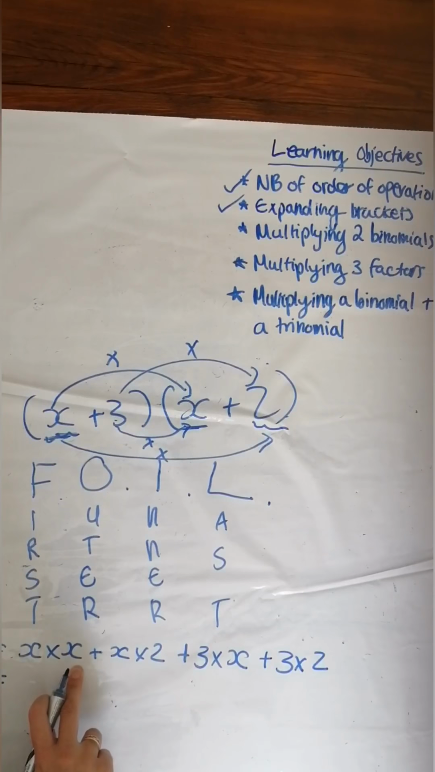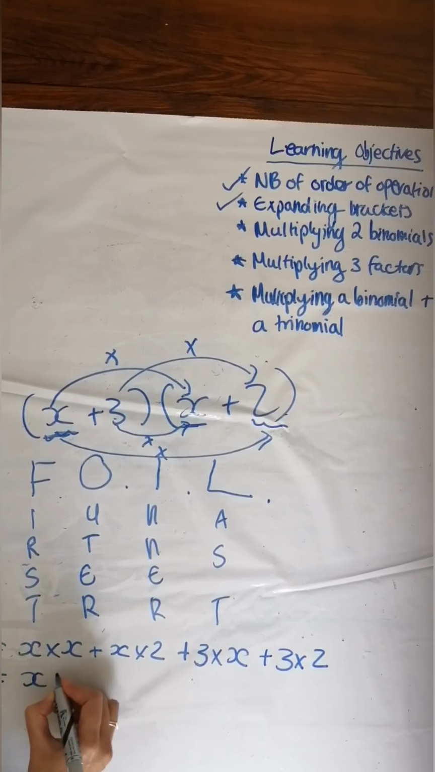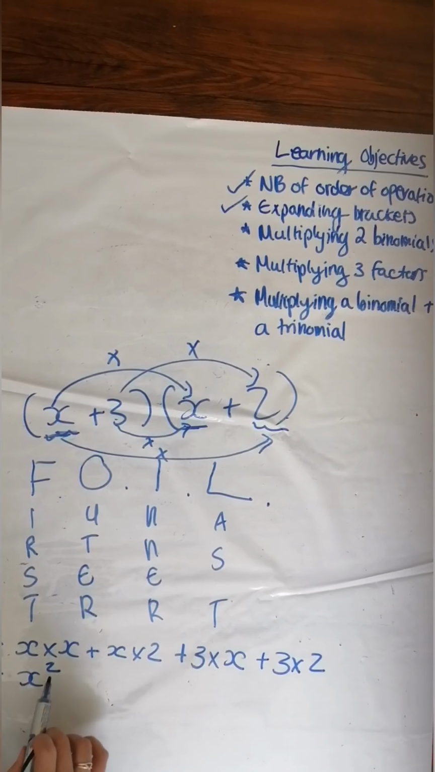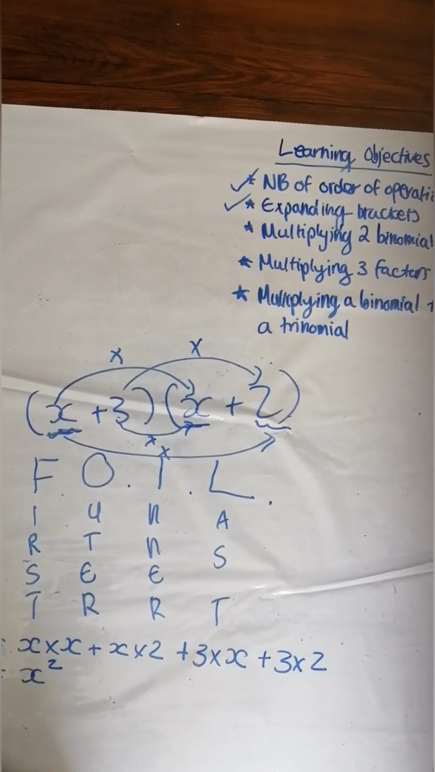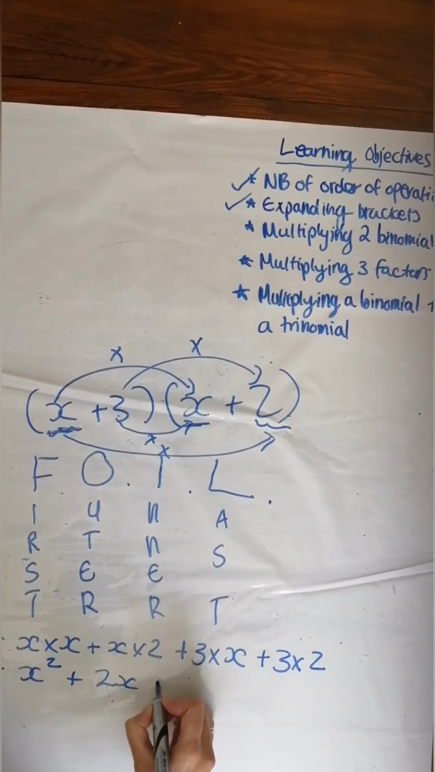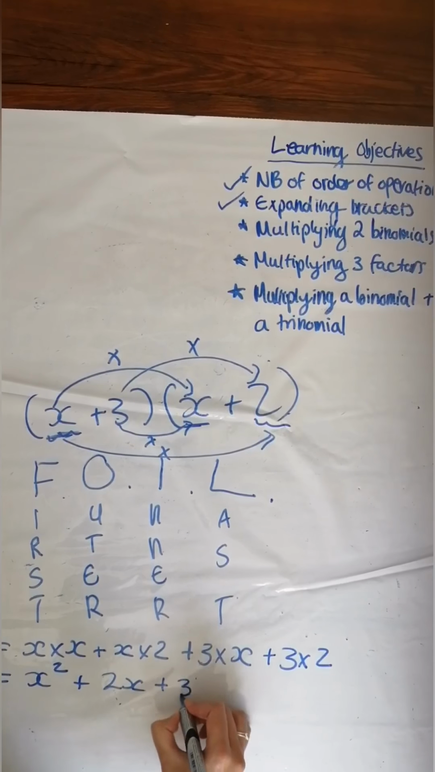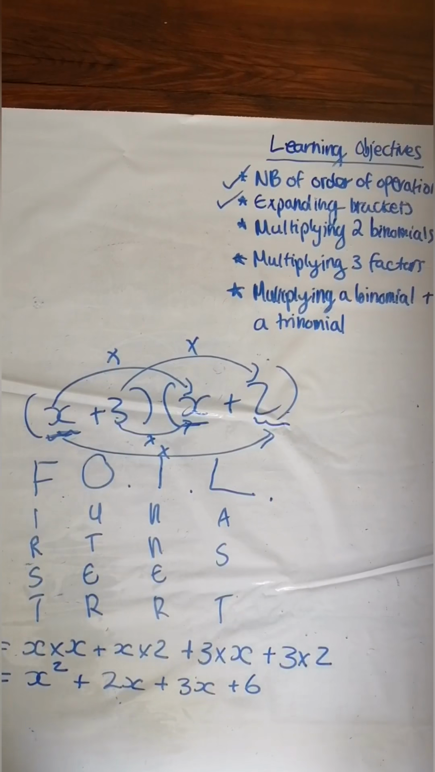X times x. There are two x's here. You do not write it as 2x, you write it as x squared. Okay, this little exponent up here tells you that there are two x's that are being multiplied together. Plus x times 2, that is 2x. Plus 3 times x, 3x, and plus 3 times 2, 6.